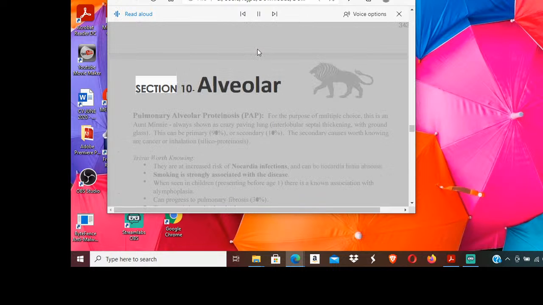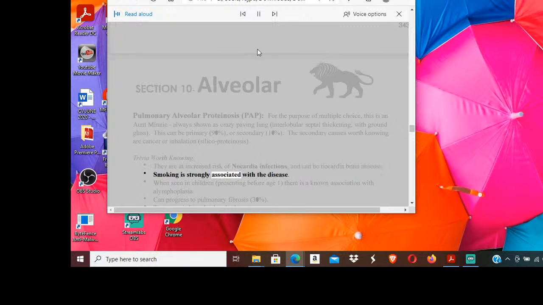343. Section 10, alveolar. Pulmonary alveolar proteinosis, PAP for the purpose of multiple choice. This is an AuntMinnie, always shown as crazy paving lung, interlobular septal thickening with ground glass. This can be primary, 90%, or secondary, 10%. The secondary causes worth knowing are cancer or inhalation, silicoproteinosis. Trivia worth knowing, they are at increased risk of nocardia infections, and can get a nocardia brain abscess.